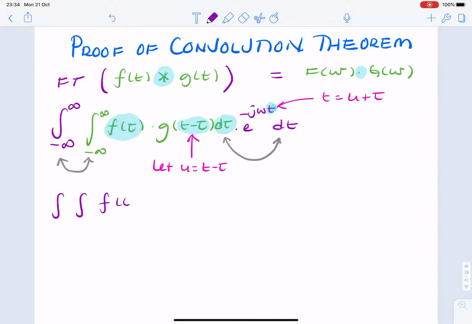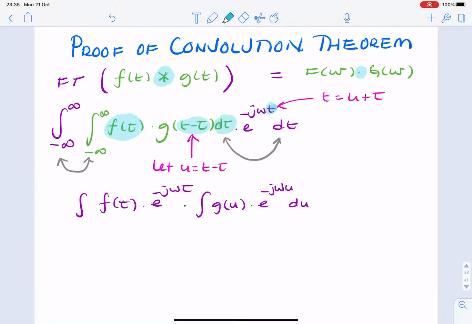And I say f of tau multiplied by e to the minus j omega tau multiplied by, I can actually remove that integral and bring it here. And here I'd have g of u times e to the minus j omega u du.